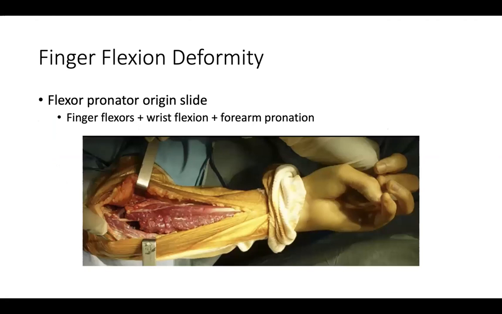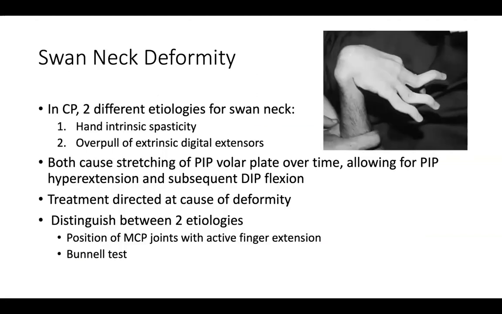So for finger flexion, the flexor pronator slide is a good option when they also have involvement of the tight wrist flexors as well as tight pronator, because when you release that origin off the medial side of the elbow, that releases the tension for all three of those structures, and then that allows the wrist and finger extensors to function better. But for swan neck deformity, as I mentioned, there's two different causes for swan neck in CP. It's either due to hand intrinsic spasticity or due to overpull of the extrinsic digital extensors. And it's important to differentiate between the two causes because that's going to determine how you treat it.